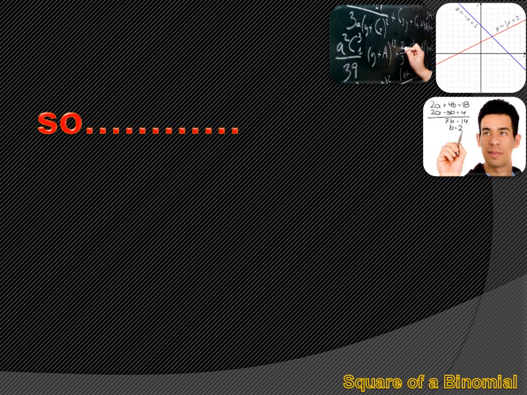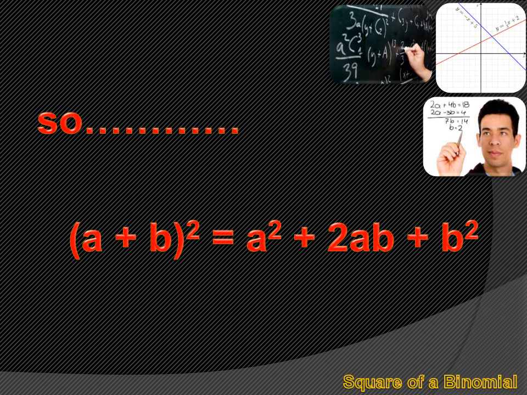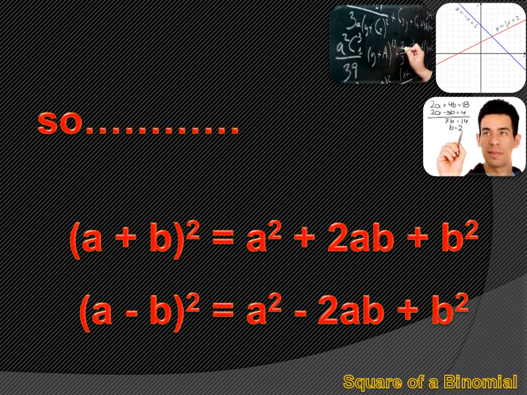So, the square of a binomial can be the square of a plus b, or it can be the square of a minus b. And the only difference is that in a minus b, I've got a negative sign between my first and second term in the answer.